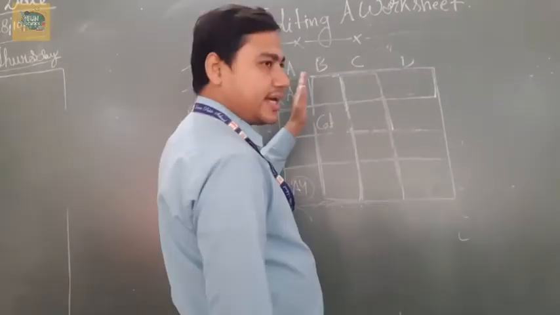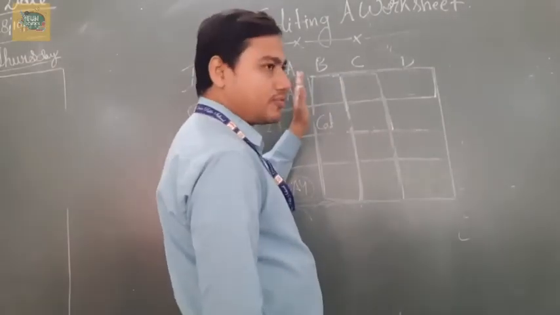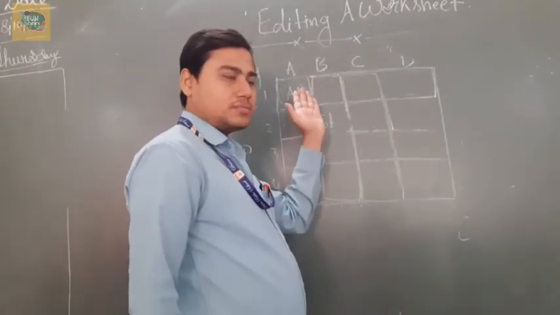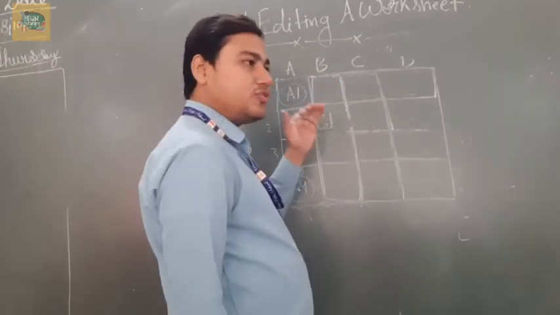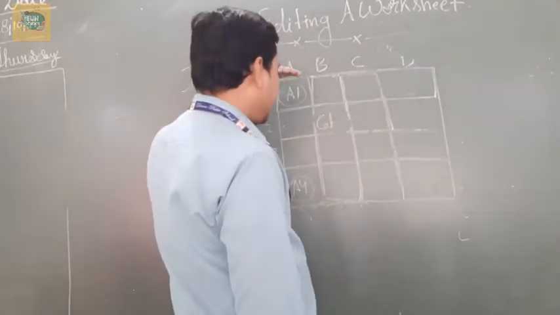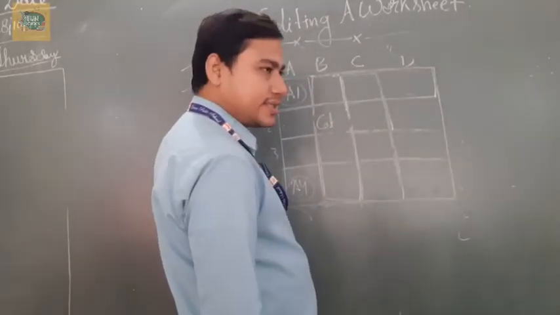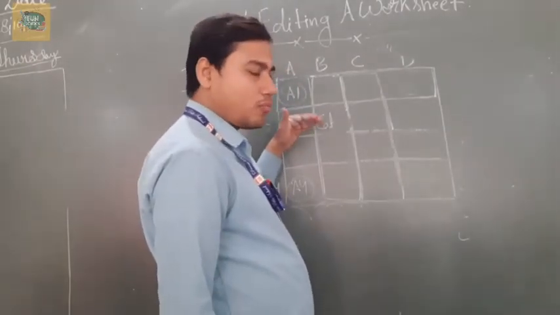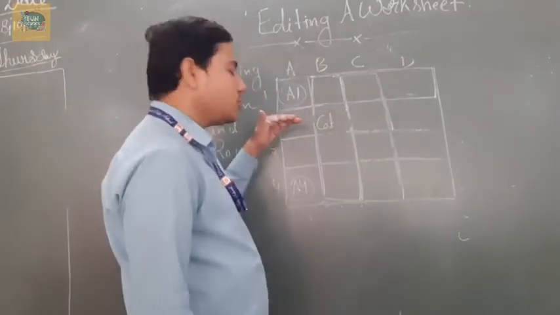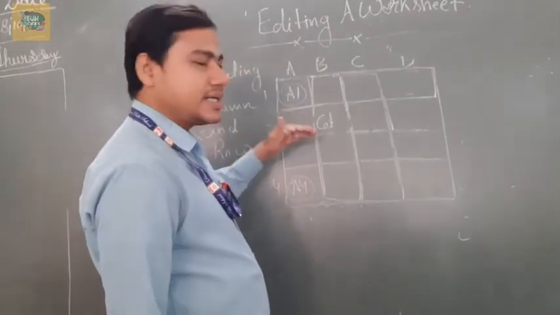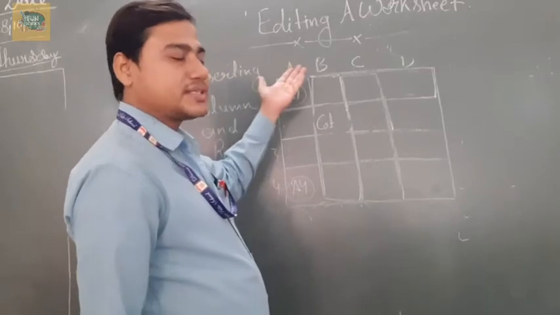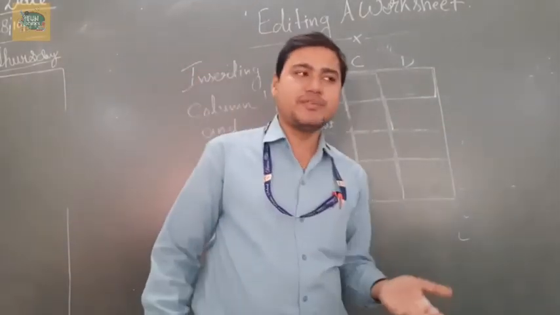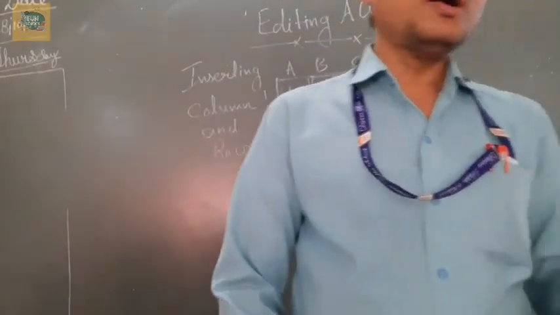If I click here, you can insert a column after this one. You can insert at the back of this column. Otherwise, if you want to insert a row, you click on the row. If you click on this cell, the row will be inserted at the bottom of this cell. Or if you want to insert a row above the cell, you have to click on here and the row will be inserted above. This way you can insert a row or a column.